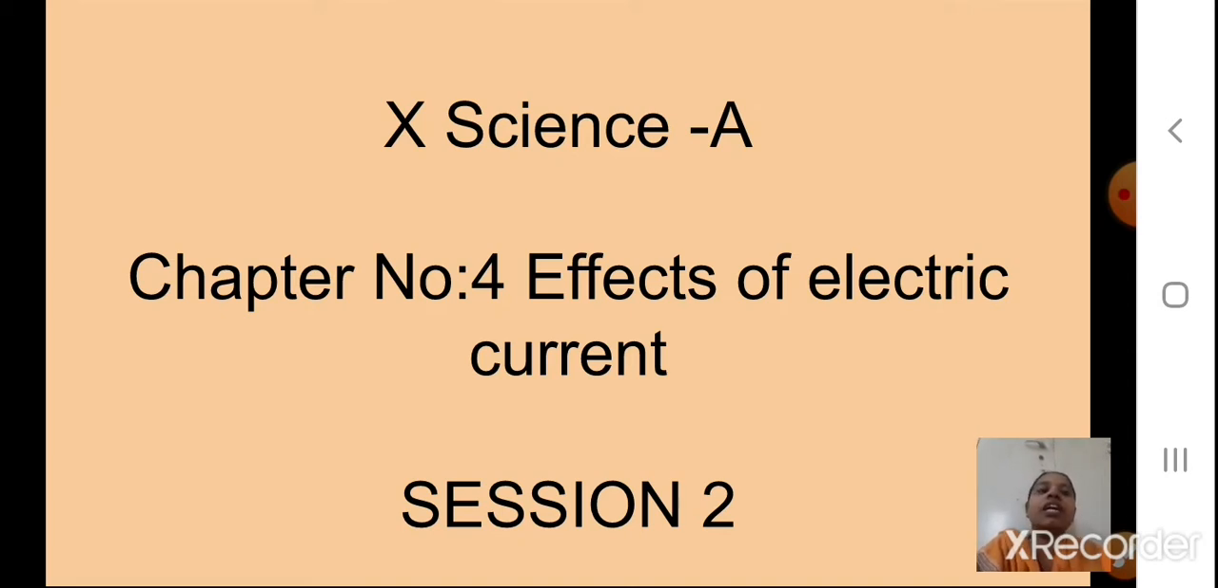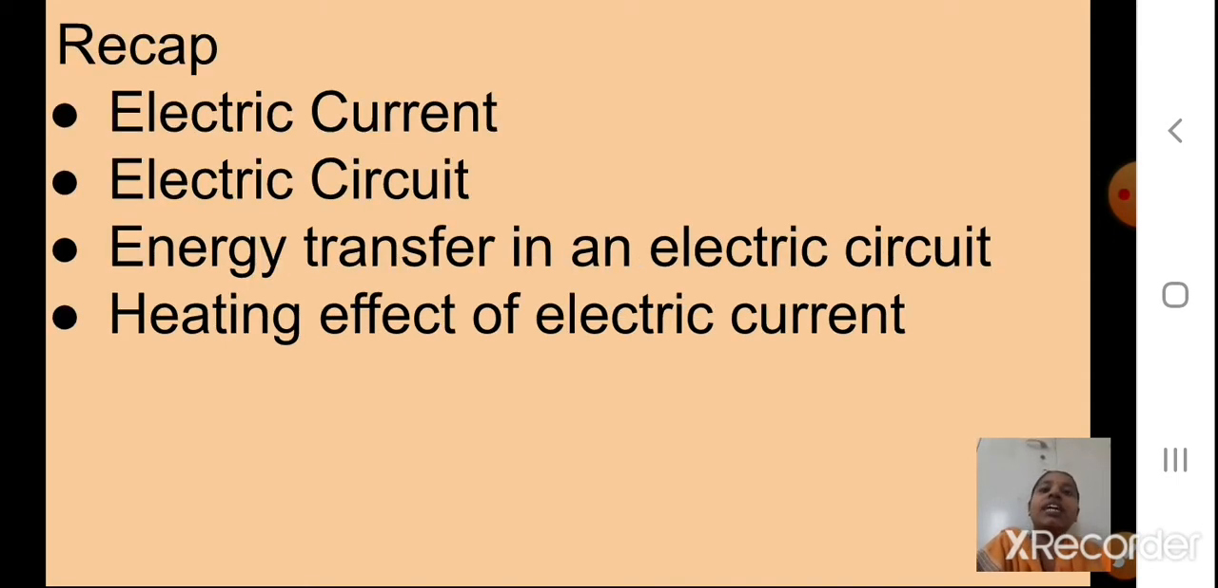Okay students, now we'll just have a recap of what we studied last time. In the last presentation you studied what is electric current and what is an electric circuit. You know there are different components in the electric circuit. I told you to open your 9th standard textbook and see lesson number 3, current electricity. I hope you have done it. Many concepts related to this lesson of your 10th standard are there.